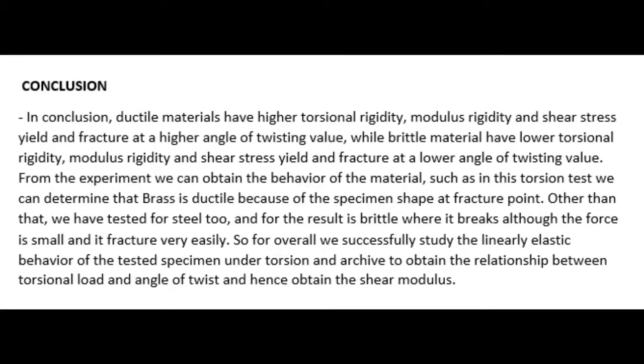From this experiment, we can obtain the behavior of the material, such as in this torsion test, we can determine that brass is ductile because of the specimen shape at the fracture point. Other than that, we have tested steel too, and the result is brittle, where it breaks on top. The force is small and it fractures very easily. So, overall, we successfully studied the linear elastic behavior of the tested specimen under torsion and achieved the relationship between torsional load and angle of twist, and hence obtained the shear modulus.